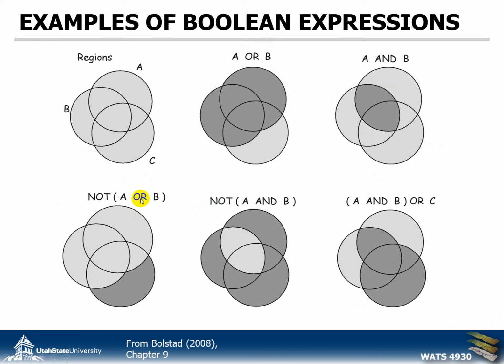I could say the opposite of these things with not. So not A or B leaves that, or not A and B leaves everything but the intersection of A and B. Or A and B, and then or C, does a combination of an intersection and union.